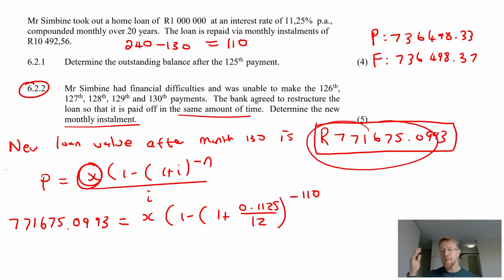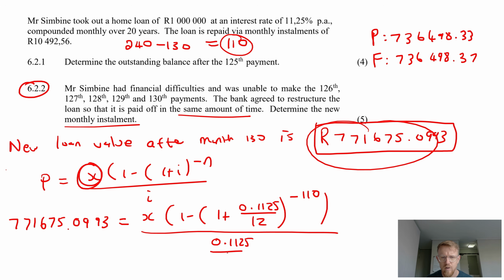Because he's already used up 130 months. 125 months he was making the payments, and then he missed 5 months over here, and so he is in total 130 months into the loan. And so there's now only 110 months left over where he actually has the ability to pay it off. Okay, and so the number of payments that he now has available to make is 110. Okay, and so then we're going to close that bracket, and then we're going to say 0.1125 over 12.